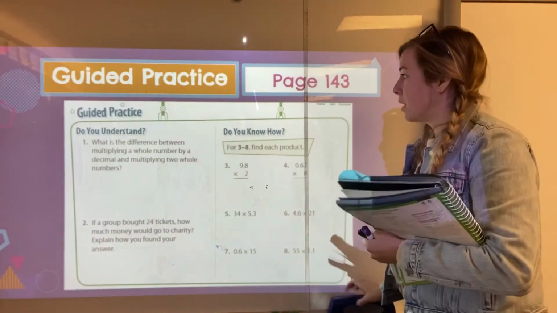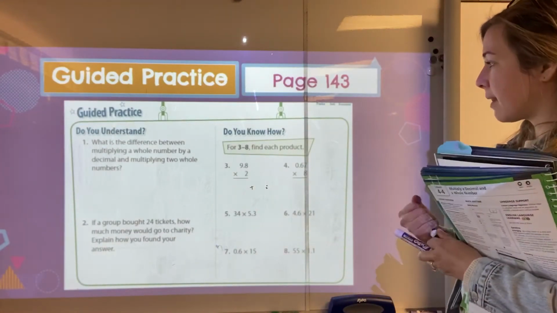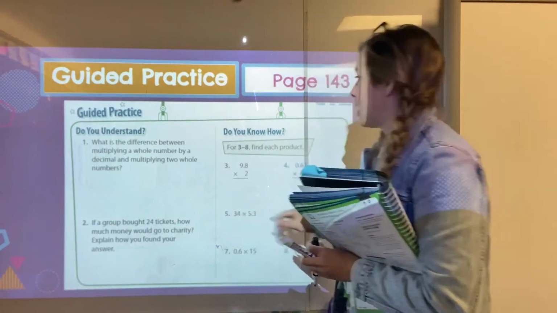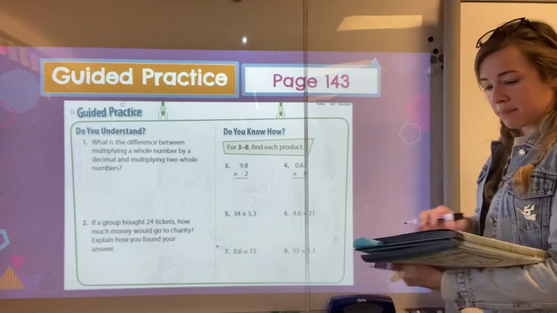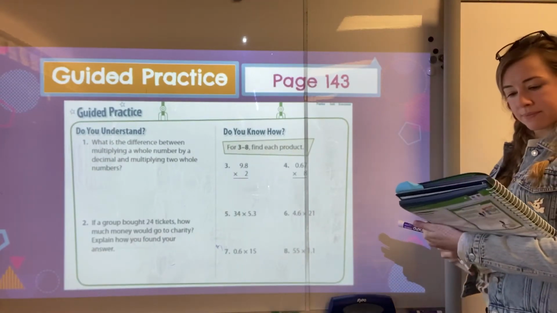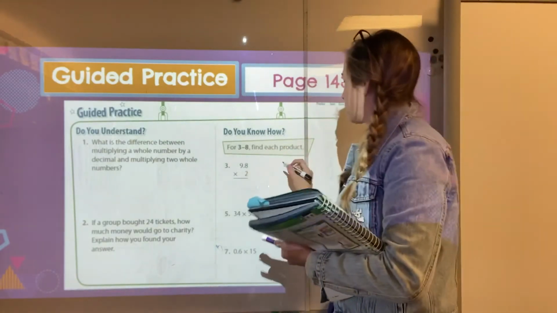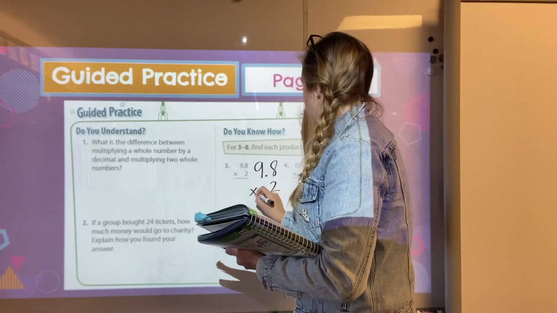Let's practice a couple of problems. See how we do. This is kind of itsy bitsy, so what I might have to do is rewrite them a little bigger. Okay, so we're gonna go ahead and start with our number 3. It says 9 and 8/10 times 2. I'll write it a little bigger right next door.